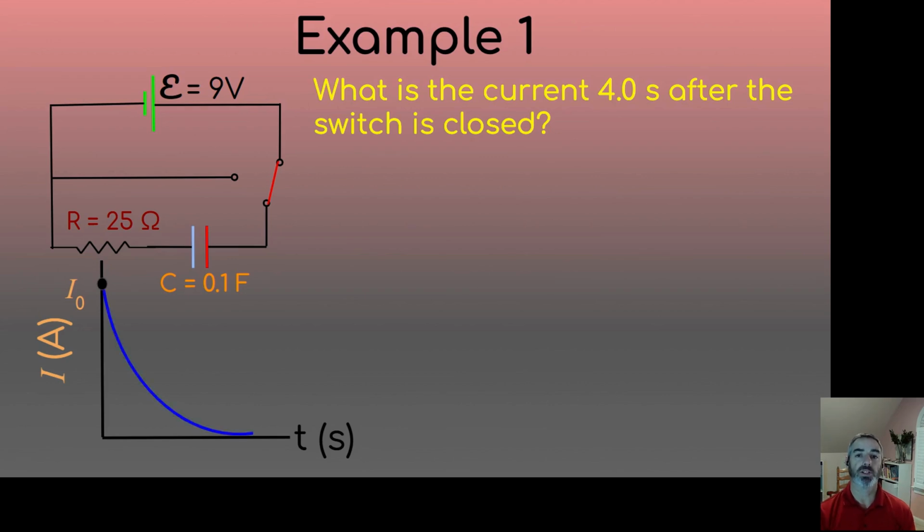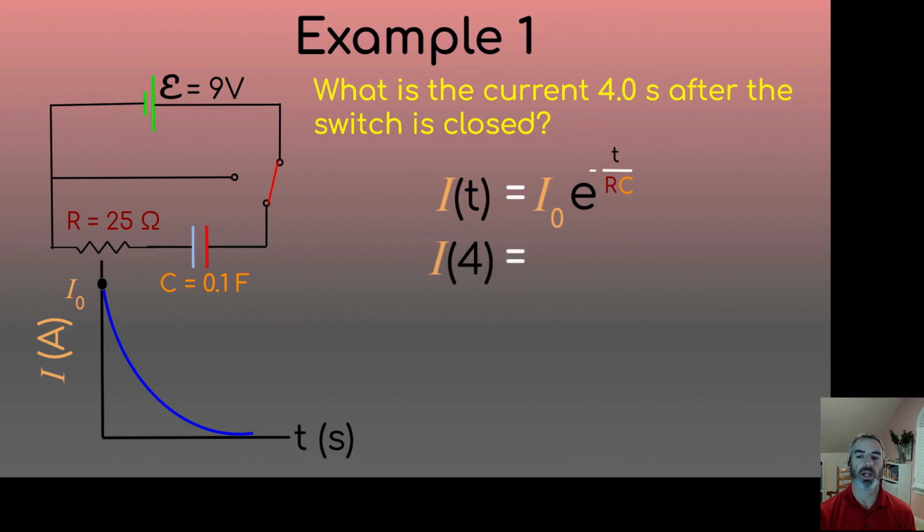So we're going to write an equation for the current as a function of time. That's going to equal the initial current. Remember, we found that in the first part, immediately after the switch was closed. So I naught, and we're going to multiply that by e to the negative t divided by RC. The graph looks like this, and that's the function.